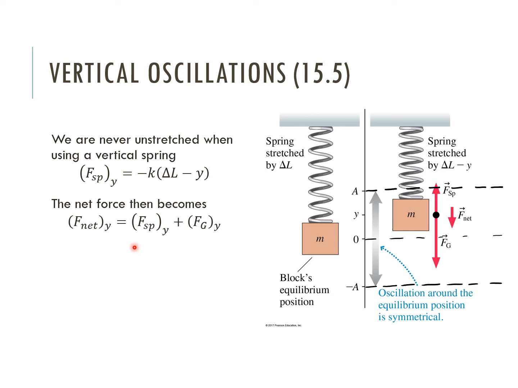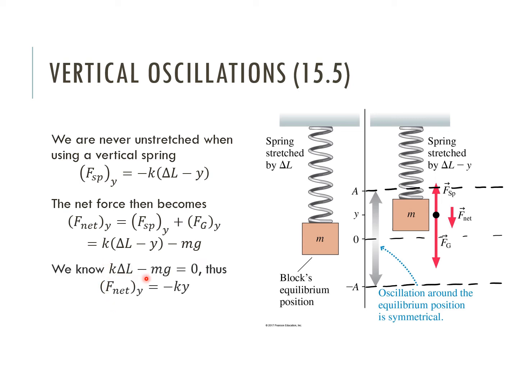So with that, we can plug in our values again. Again, this is using the fact that up is positive and down is negative. That means that our force due to gravity is negative and our spring force is going to be positive. Now we can rearrange this equation.